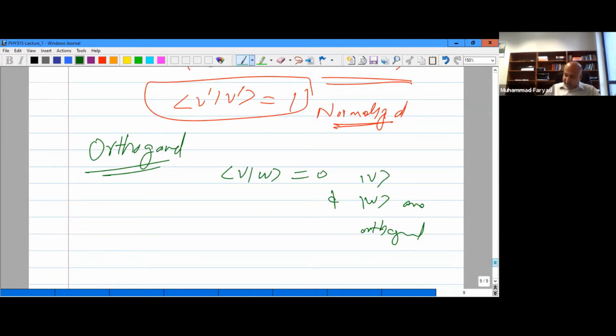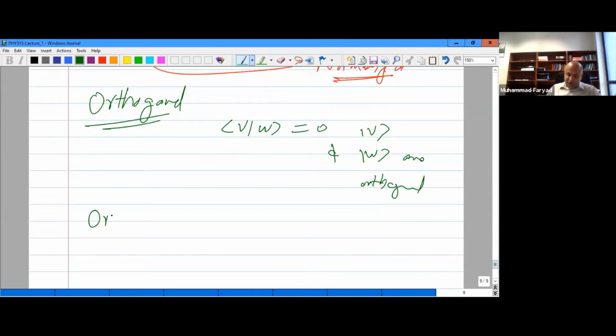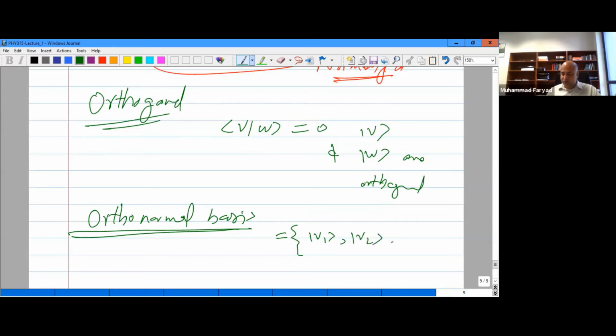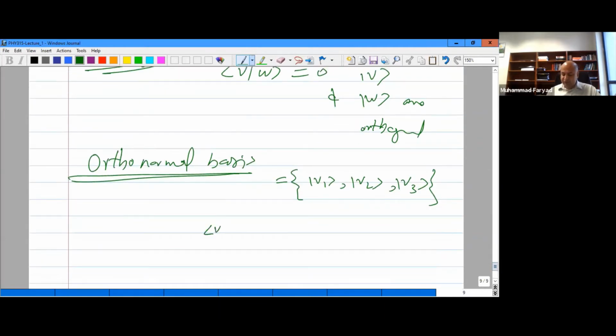And now if we get back to our basis again. So if we have an orthonormal basis, and that's what we will mostly be working with, it means it's a set of vectors, let's say v1, v2, v3, if we talk about a three-dimensional vector space, and it has these properties. First of all, the magnitude of v1 is 1, v2 is 1, and v3 is 1. And v1 inner product with v2 is 0. v1 inner product with v3 is 0, and so on.